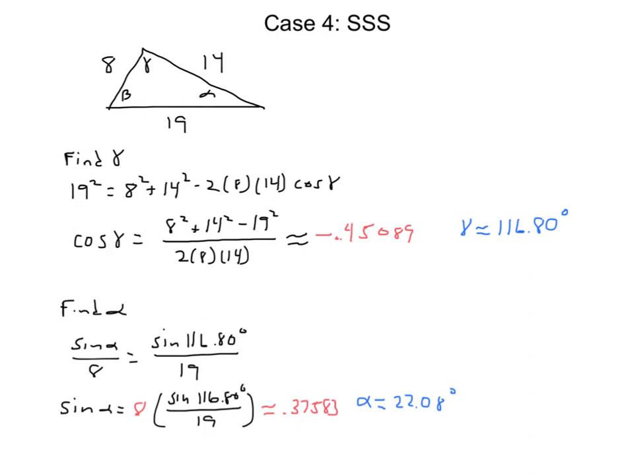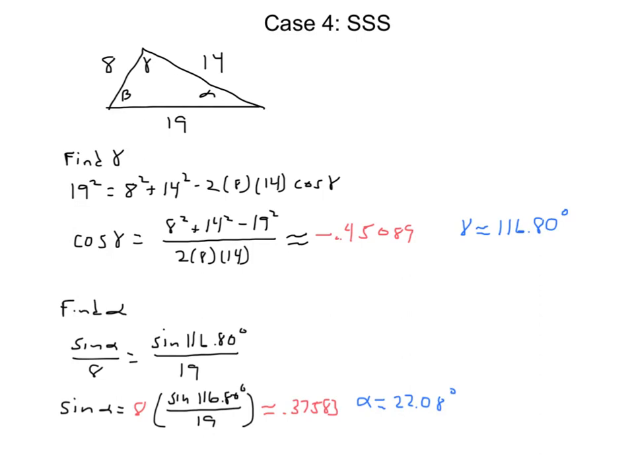With case 4, we have the side, side, side version. In other words, we know all three sides. We want to find all three angles. And so what I'm going to do is use the law of cosines to start out with, and once we do the law of cosines once, then we'll be able to use the law of sines after that.